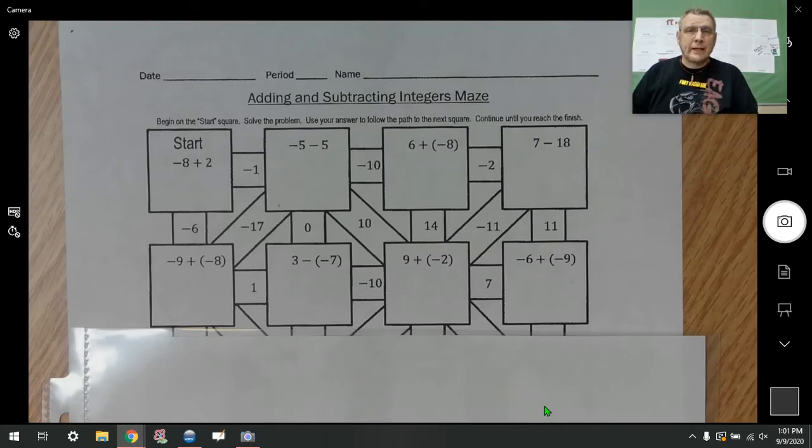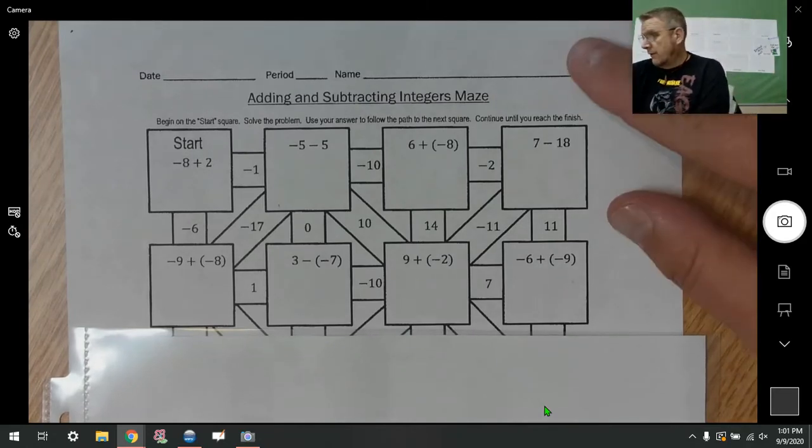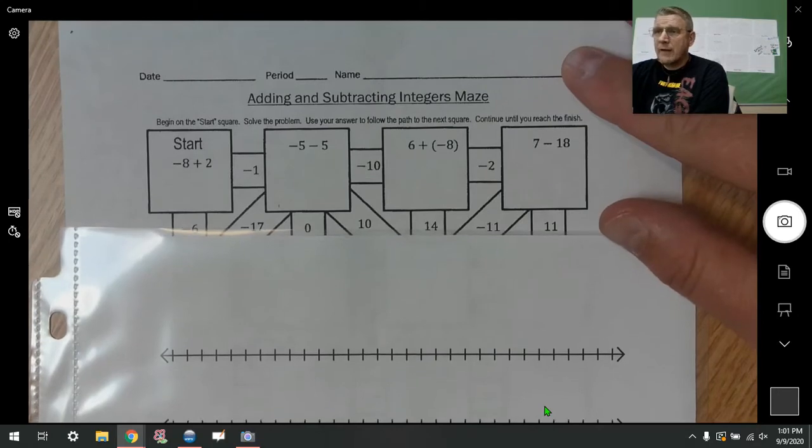Okay, we're going to go over this adding and subtracting integers maze. So I'm going to use a number line because that's how I actually do it in my mind as I look at this stuff. As I look at the very first problem we have, it is -8 plus 2.